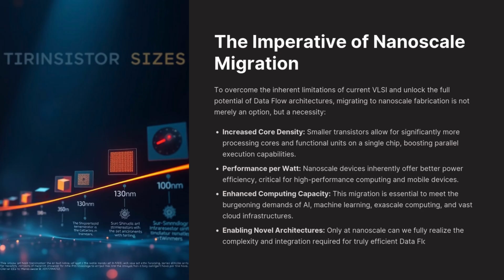Why migrate to nanoscale? As the chip shrinks, we pack more cores into the same space, enabling better parallel execution and high performance per watt. This high performance helps us meet the demands of AI, machine learning, scaling computation, and cloud workloads, where speed is essential, not optional. The smaller nodes allow us to build complex, efficient data flow machines that weren't possible before.